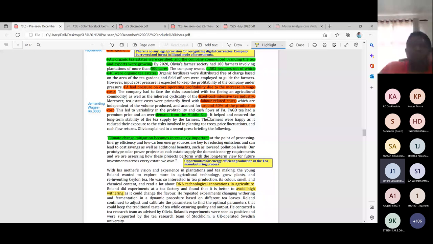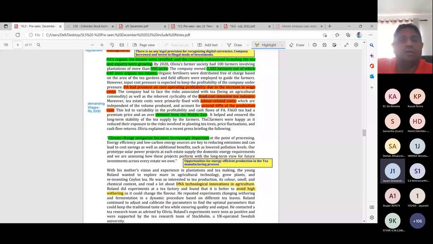So they have taken some certifications, that's a plus point, a strength. By 2020, Olivia's Farmer Society had 100 farmers involved in plantation of more than 500 acres. Initially it was 30, now it has increased up to 100 farmers. The company owned 1,502 hectares, out of which 640 were organic tea estate. Now look at, so majority become organic.